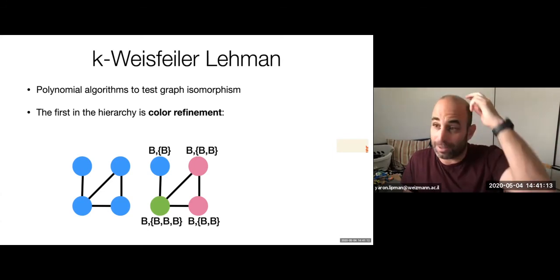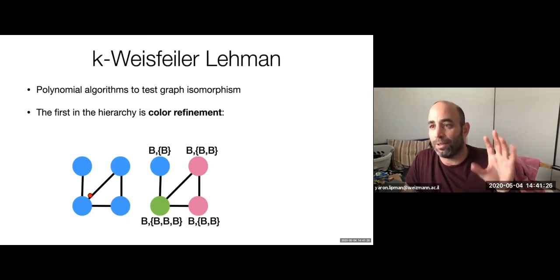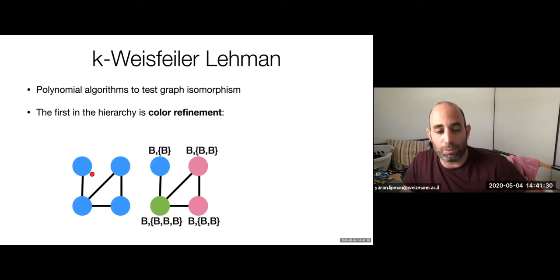So the first in the hierarchy of the Weisfeiler-Lehman algorithm is color refinement. It works like this. I'm actually going to implement this algorithm and apply it with you on this small graph. There is a reason why I show this. I'll give a spoiler: it's really similar to message passing. Okay, so we start with this graph.